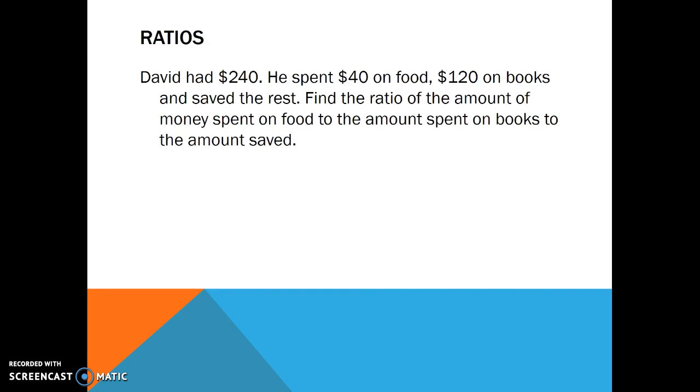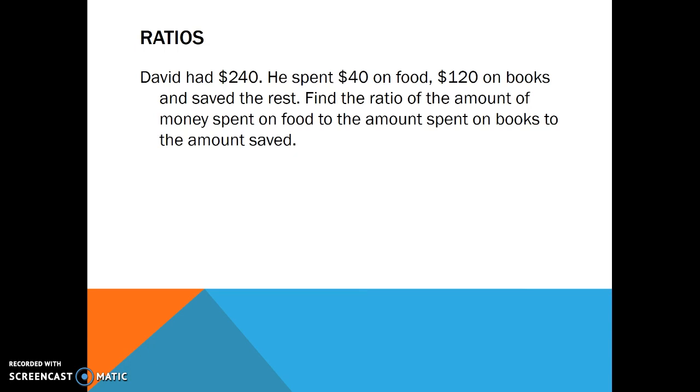First, okay, so this is a multi-step problem, right? The first thing we need to know is what information do we have here? We know what he spent on food, we know what he spent on books, but we don't necessarily know how much he saved unless we do the subtraction. Now you guys have the subtraction in your notes right there, thinking about the savings.